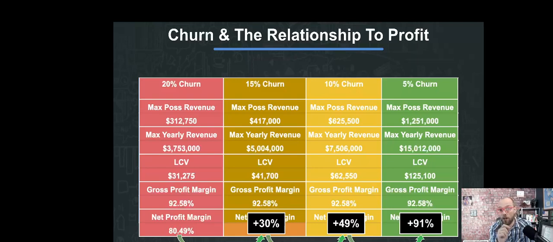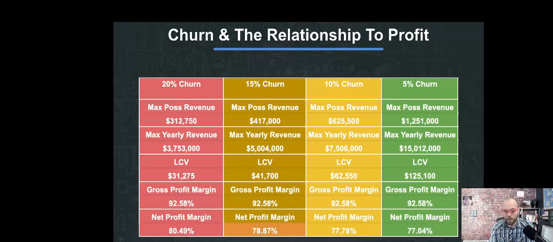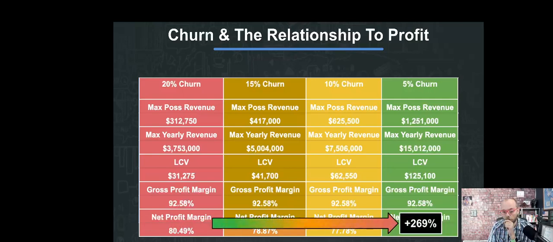If you decrease churn by a further 5%, from 15% to 10%, you will increase profit by 49%. If you can decrease your churn rate from 10% to 5%, you will increase your profit by 91%. Let's look at this big picture now. If you can decrease your churn rate from 20% down to 5%, your profit will increase 269%.